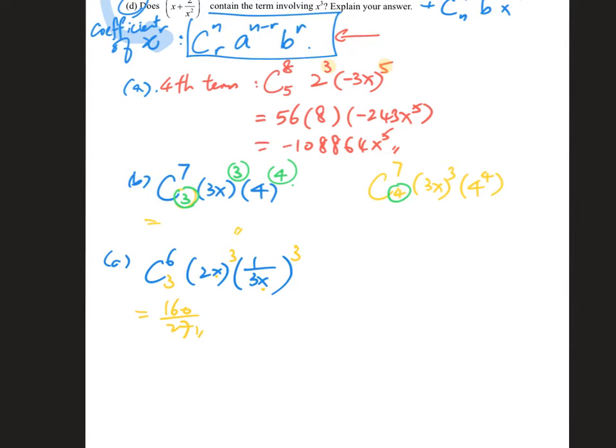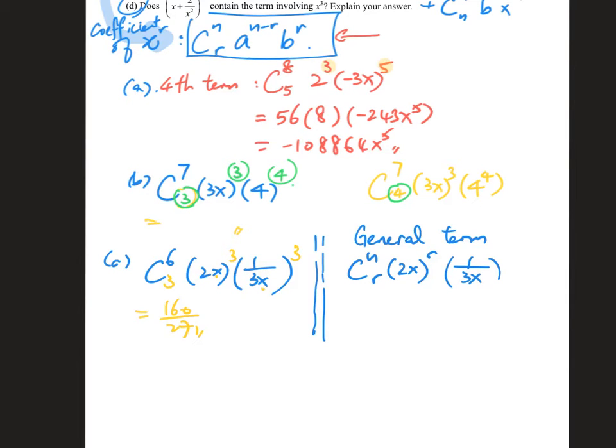That's all right, finished, right? But on the other hand, if you use the general term, then it will be done or written in this way. The general term this time will be nCr, and then 2x to the power r, and then 1 over 3x, which is not n, it should be 6. It should be 6 here, 6 minus r. So after simplifying it, you have 6Cr, 2 to the power r, x to the power r, 1 over 3 to the power 6 minus r, and also 1 over x to the power 6 minus r.